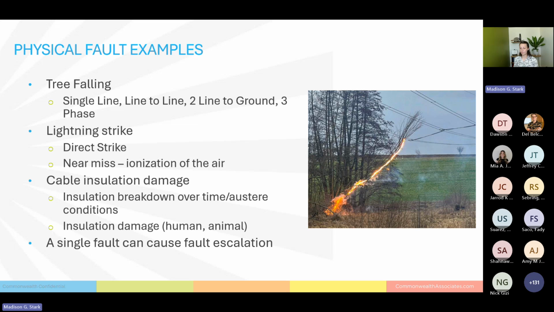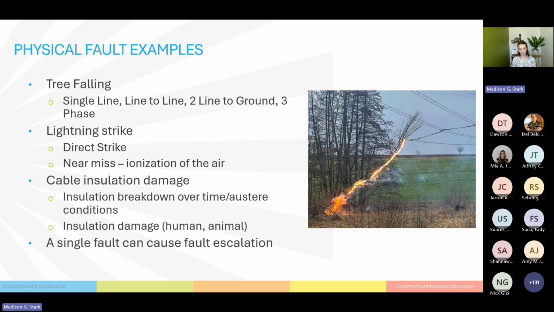Another truly common example of what causes faults is insulation damage in cables. There are two main ways that this can happen. One is just breakdown over time and in austere conditions. So weather, time, water, sun all cause breakdown on cable insulation. Over time, if that insulation wears down enough, it can create an unintended continuity either between two cables or between a cable and ground, which is a fault.